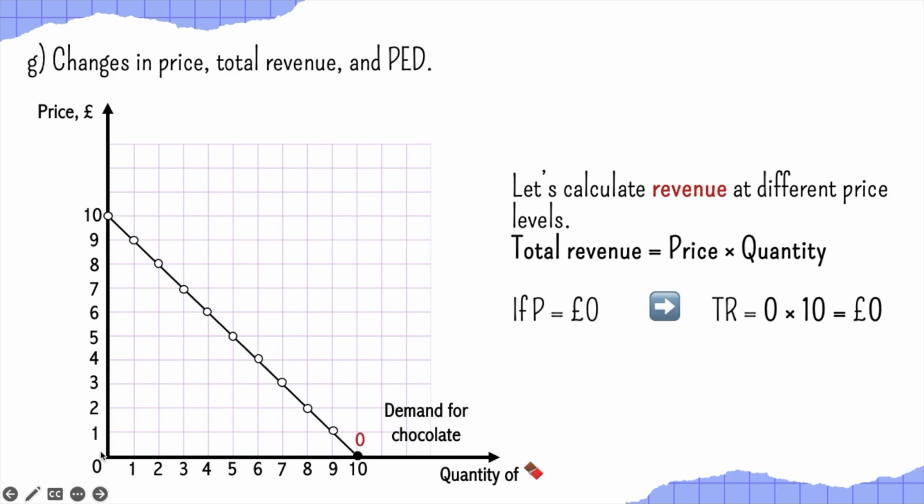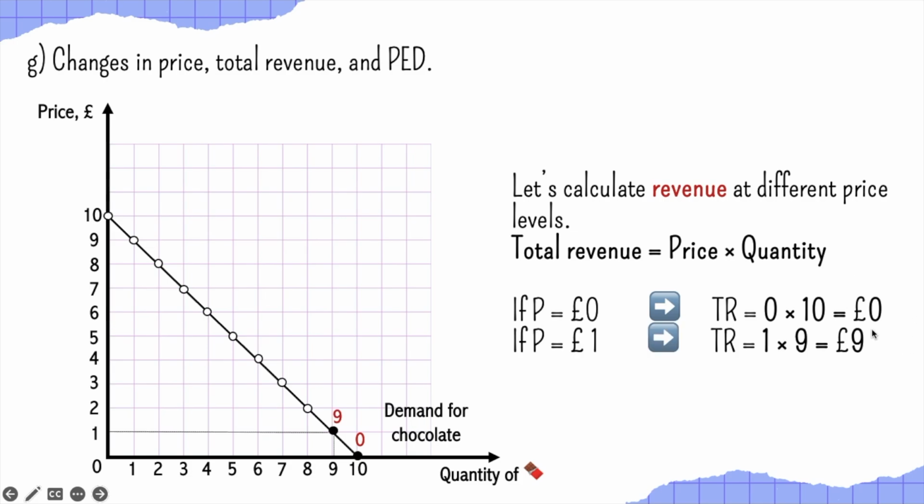If the price equals 0, which is technically impossible in real life, but it means that the product is sold for free, which is very hard to imagine. Anyways, this is just an example. So if the price equals 0, according to our diagram, quantity demanded will be equal to 10. How do we calculate total revenue? 0 times 10, which is 0 pounds.